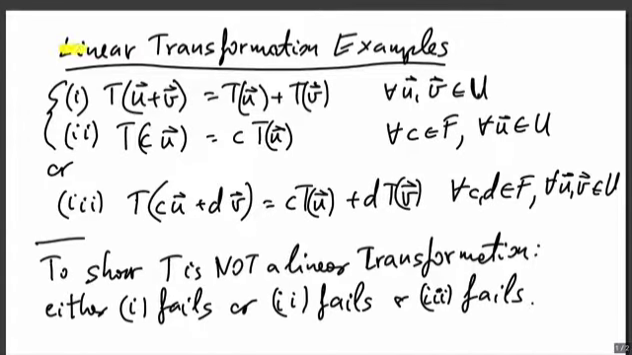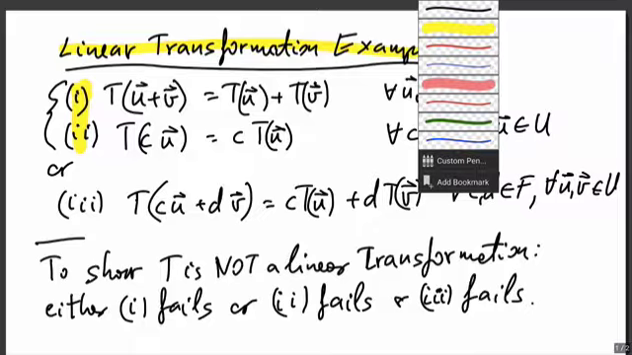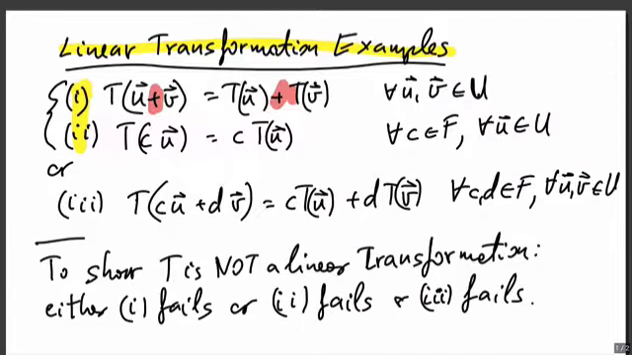Right? So we will see some examples for linear transformations. More precisely, we have to figure out whether a transformation is linear or not linear. So for linear transformation, there are these two properties that we have to show, that the transformation can be applied term by term, and that the scalar multiple can be factored out.